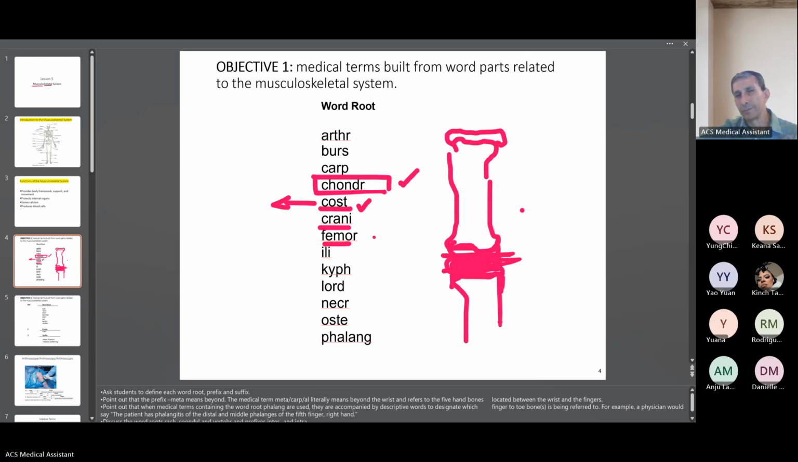Femur. Femur is the longest bone of our body. This is the longest bone of our body. And where is this bone located? On the upper leg, the thigh. The thigh. So that will be the femur.